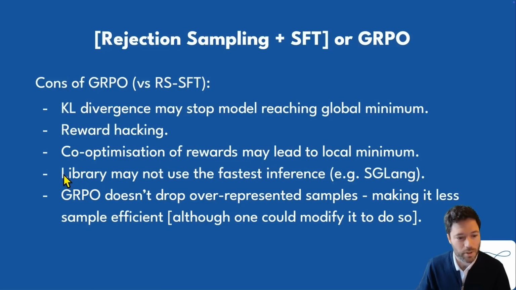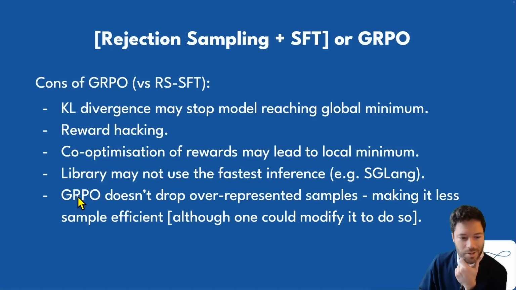Another issue with GRPO, the library may not use the fastest inference. So I've used SGLang when I did the iterative SFT with the rejection sampling, but the Unsloth implementation uses vLLM, which I think is slower for larger batch sizes.